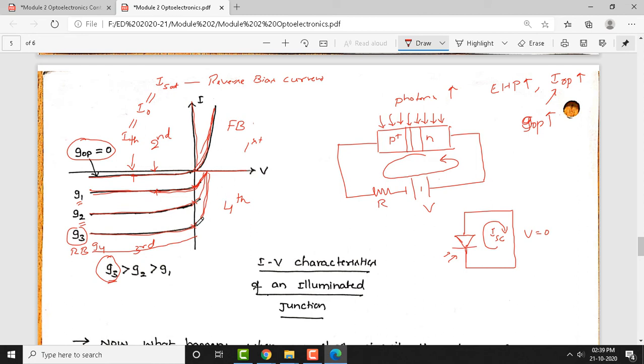I already told you how to identify these intersection points. In this circuit, you need to make the voltage 0 and estimate the current flow. If the generation rate is G1, it may give you ISC1. Let us call this point ISC1. If the generation rate is G2, it gives you ISC2, so we label this intersection as ISC2. Like this, you can estimate short circuit current 3.